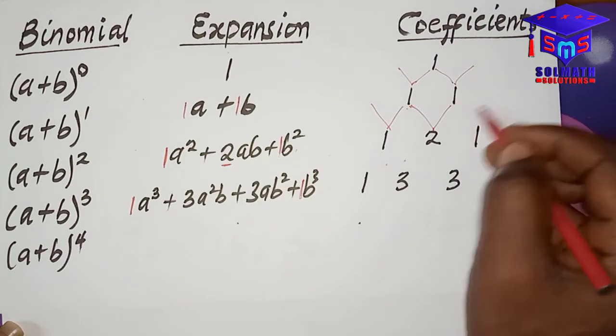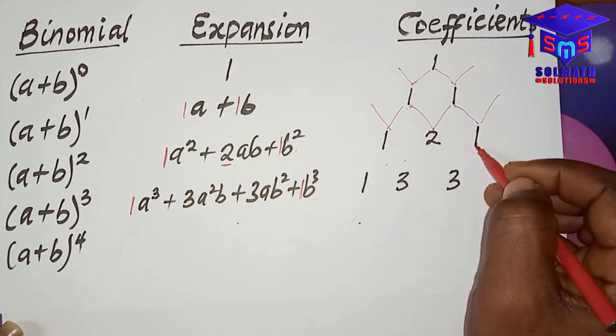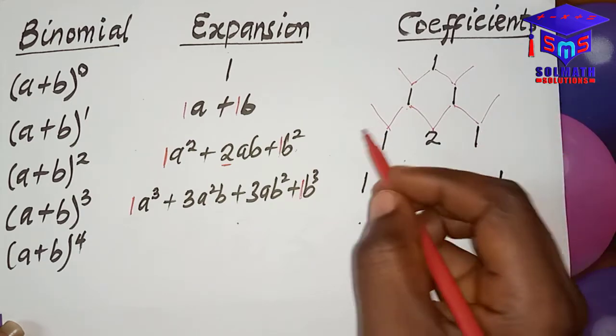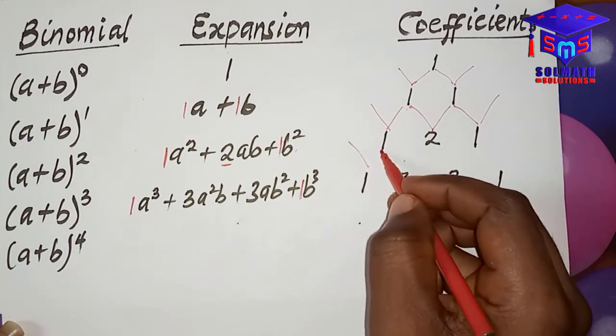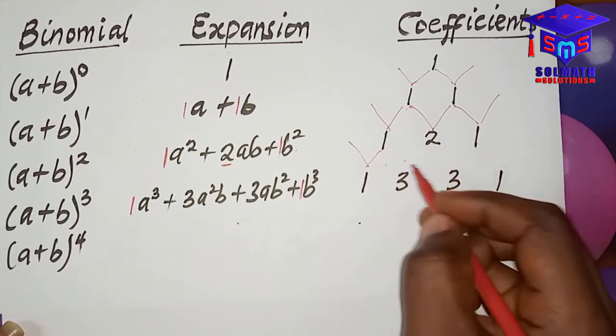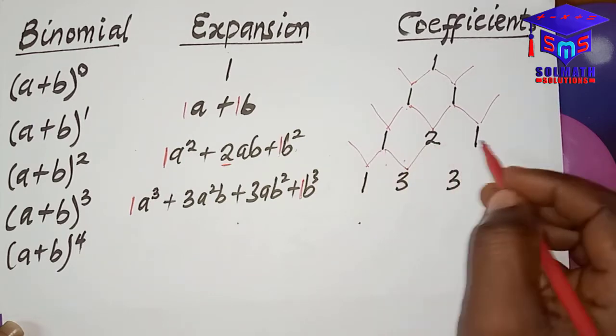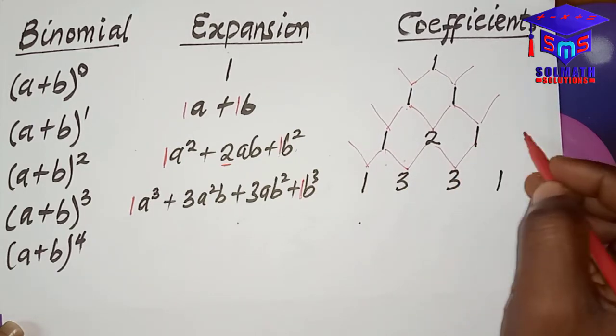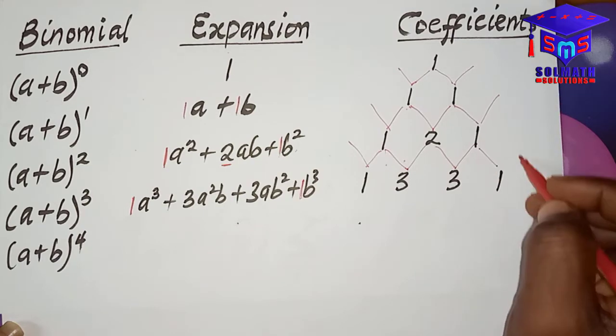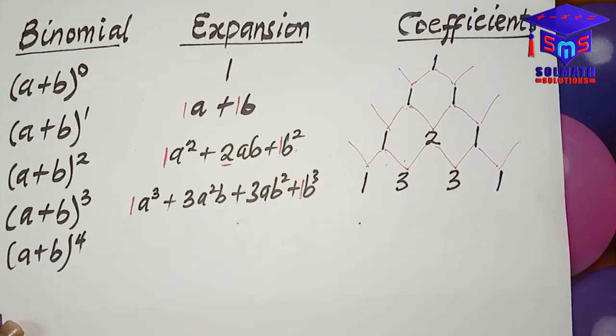So you see 1 plus 0 gives us what? 1. Okay, it continues like that. The left here, nothing. So 0 plus 1 gives us 1. 1 plus 2 gives us what? 3. 2 plus 1 gives us 3. 1 plus nothing, 0 gives us what? 1. You see that? So it continues like that.